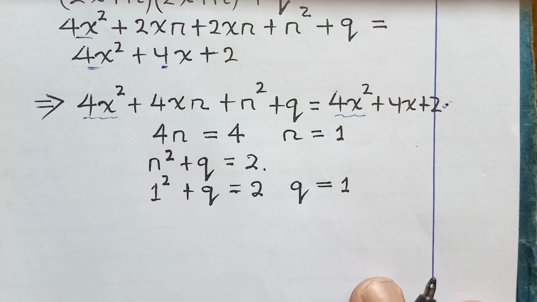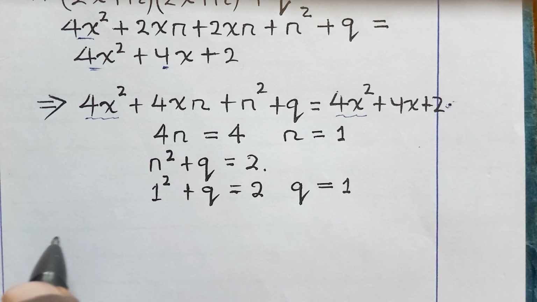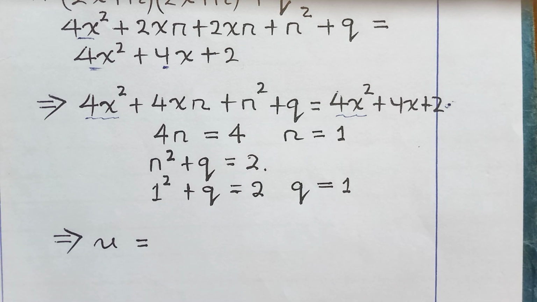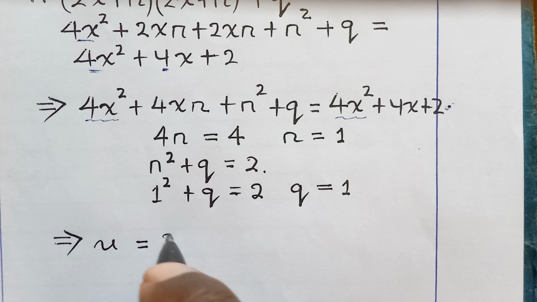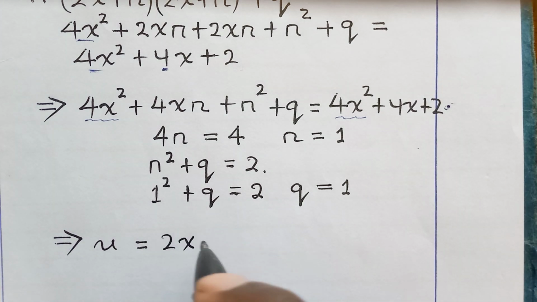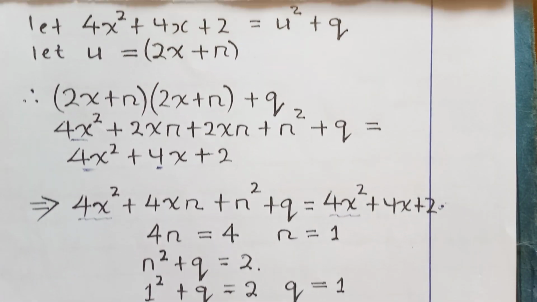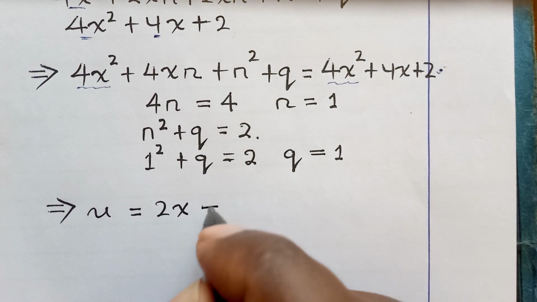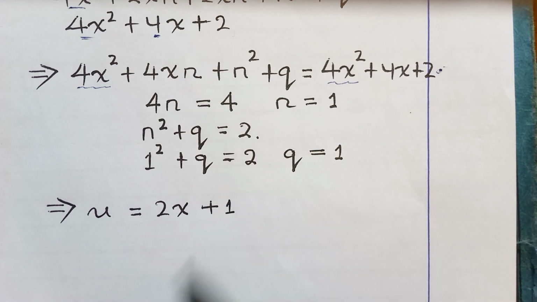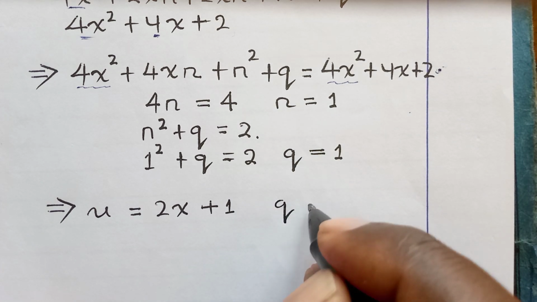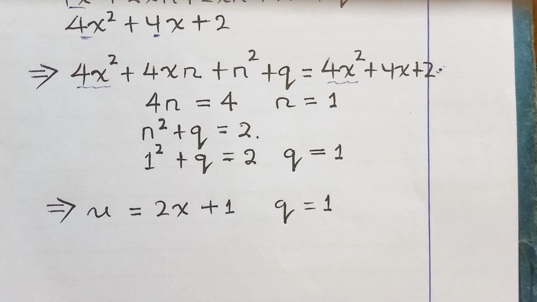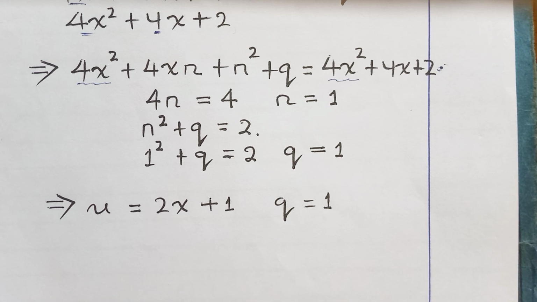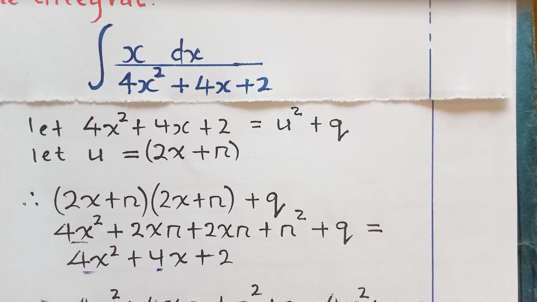And so we are now able to find u. We had said 2x plus n, and our n is equal to 1. So u equals 2x plus 1, and then q equals 1. So that's what we were looking for. We've been able to find our u according to the equation.